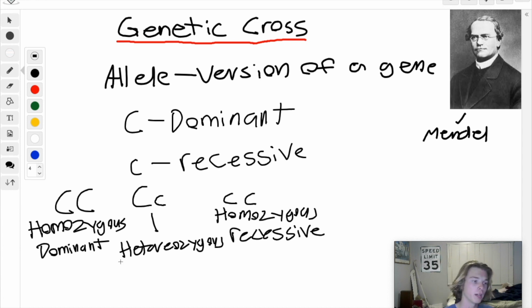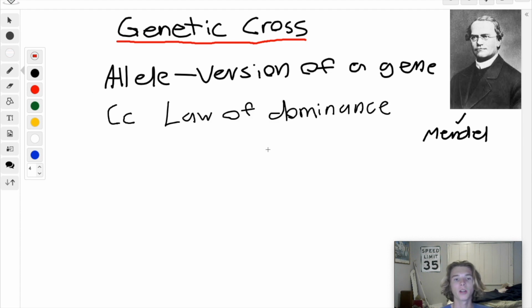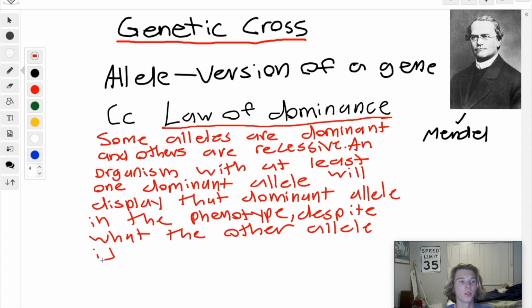So looking deeper into this heterozygous or heterozygote, we can go back to Mendel. And Mendel had laws. The law that applies in our case for the heterozygote with one big C dominant and one little c recessive is the law of dominance. What the law of dominance basically says is some alleles are dominant and others are recessive, and an organism with at least one dominant allele will display that dominant allele in the phenotype despite what the other allele is.